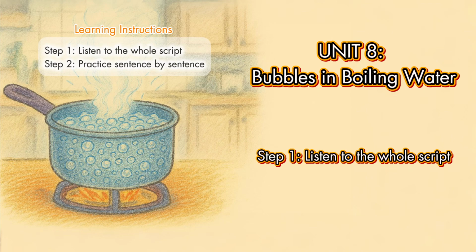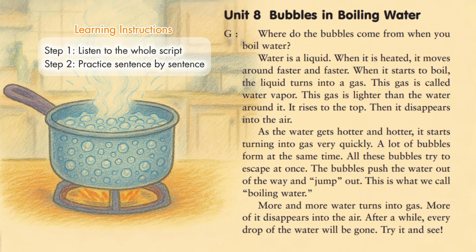Unit 8. Bubbles in boiling water. Where do the bubbles come from when you boil water? Water is a liquid. When it is heated, it moves around faster and faster. When it starts to boil, the liquid turns into a gas.